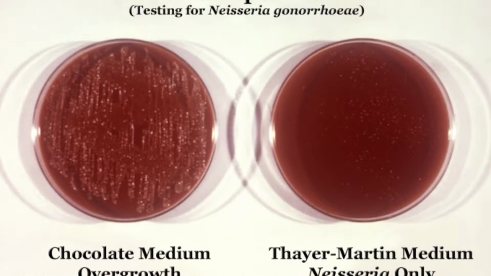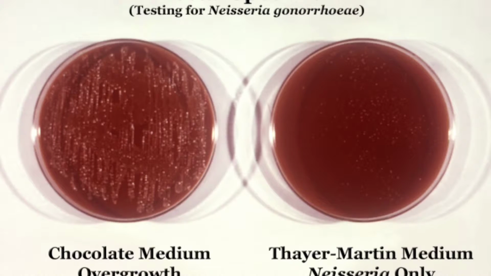For the explanation of the selective media, I have shown you two different culture media. On the left you can see the chocolate medium, and on the right you can see the Thayer-Martin medium. Here the specimen is a rectal sample, which is used for testing for Neisseria gonorrhoeae, and you can see in the chocolate medium there is overgrowth of various bacteria. But the Thayer-Martin agar contains antibiotics that allow the selective growth of Neisseria by inhibiting the growth of other sensitive organisms.